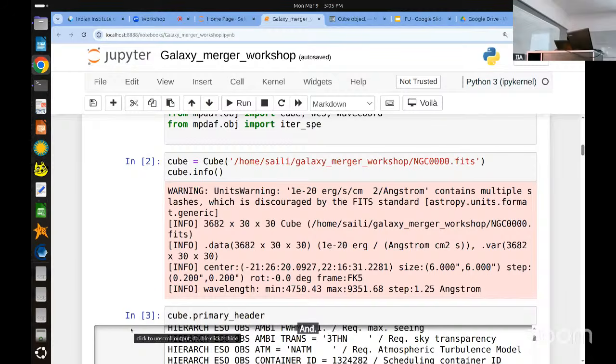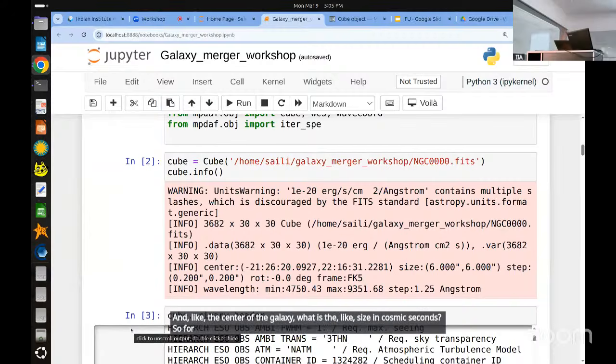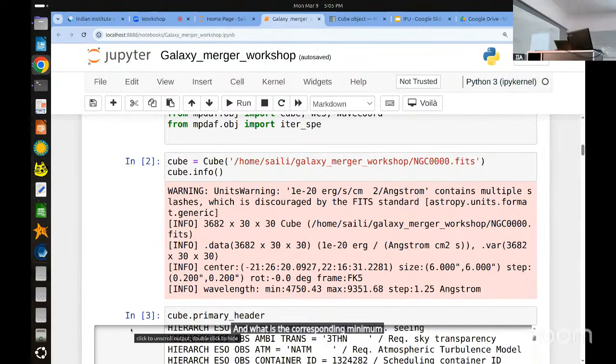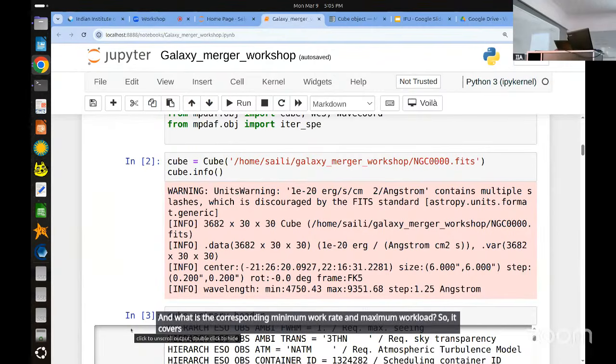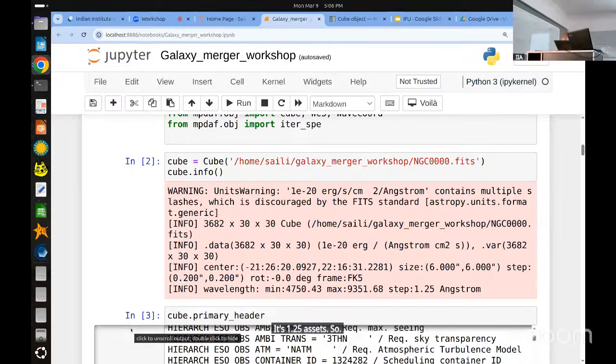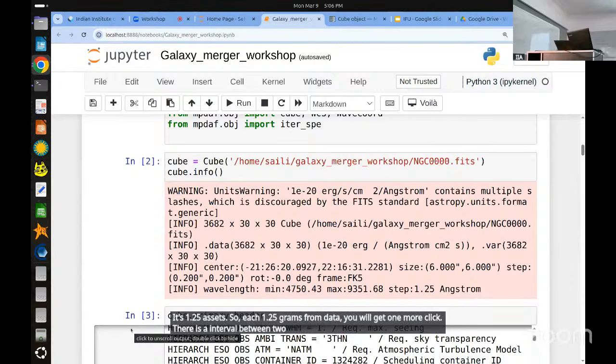And the center of the galaxy, what is the size in corresponding arc seconds? For MUSE, each pixel size is 0.2 arc second. So you are getting the size of this 30 by 30 pixel frame. And what is the corresponding minimum and maximum wavelength? It covers mostly the optical range, 4750 to 9350 angstrom. And the step is 1.25 angstrom. So for each 1.25 angstrom, you will get one more image. The interval between two frames in the wavelength dimension is 1.25 angstrom.